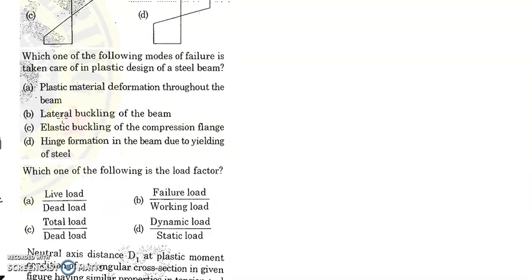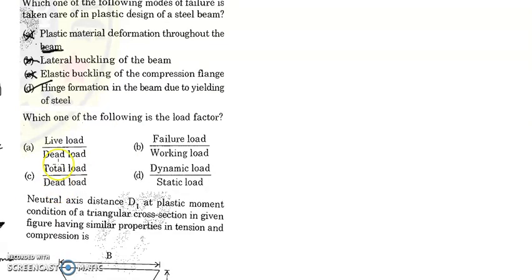Which one of the following modes of failure is taken care of in plastic design of steel beam? The first one, plastic material deformation throughout the beam. No, it's not throughout the beam, it is only at some point, so A is not the answer. Lateral buckling, no, we don't talk about lateral buckling here. Elastic buckling of the compression, no, we don't take that here. Hinge formation in the beam due to yielding of steel, so this is the correct answer.